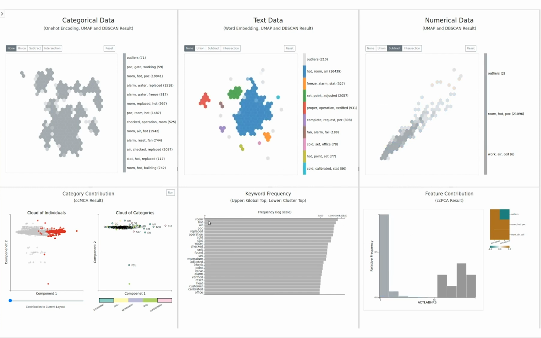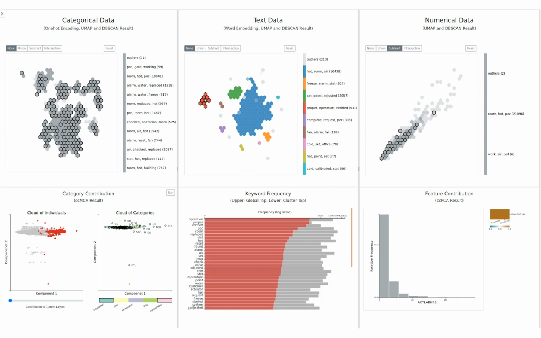Finally, the text data panel is supplemented by a keyword frequency plot. When no cluster is selected, we will see the distribution of keywords in the whole dataset. When we select a specific cluster, the keyword frequency panel is updated to show the top keywords from this cluster in contrast to the overall dataset.